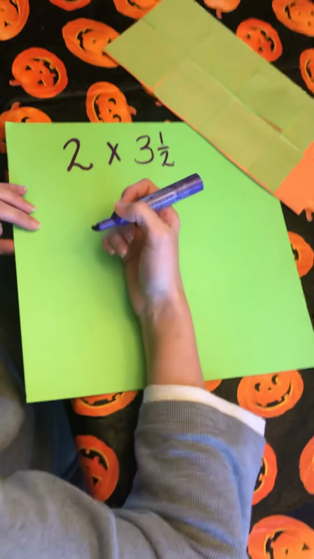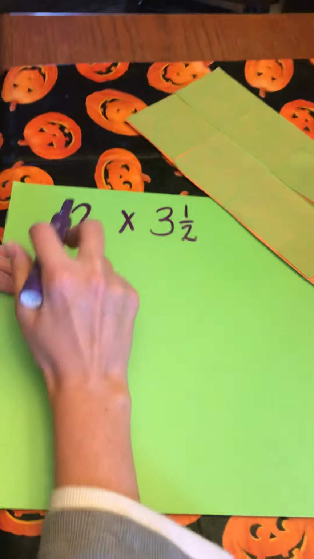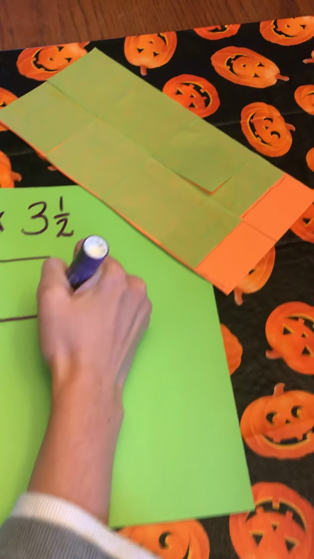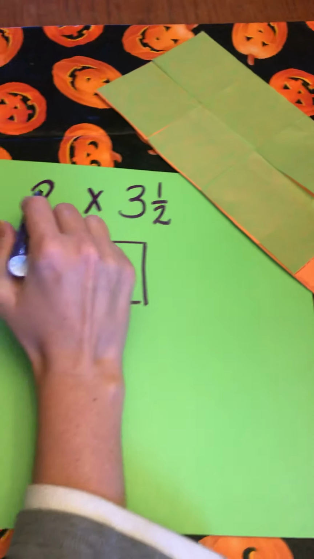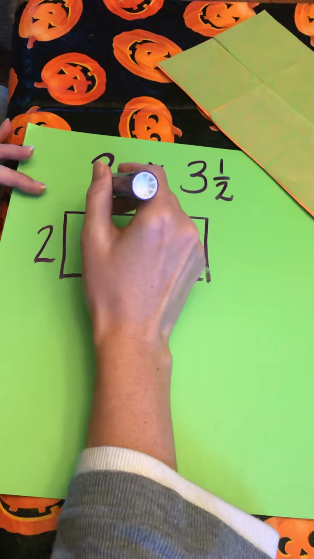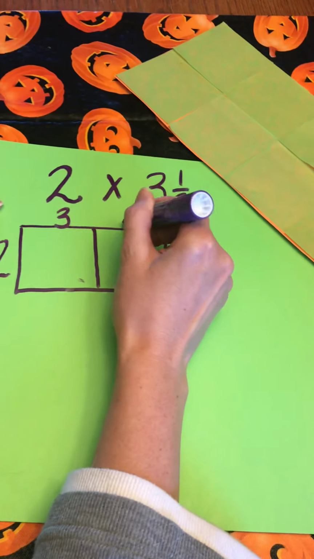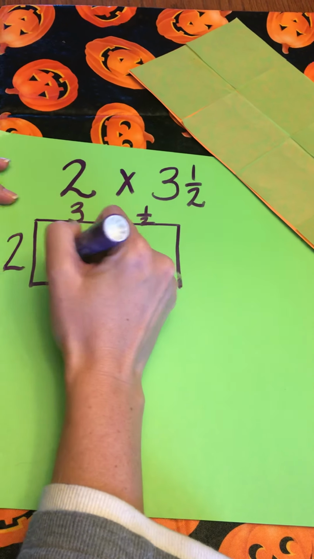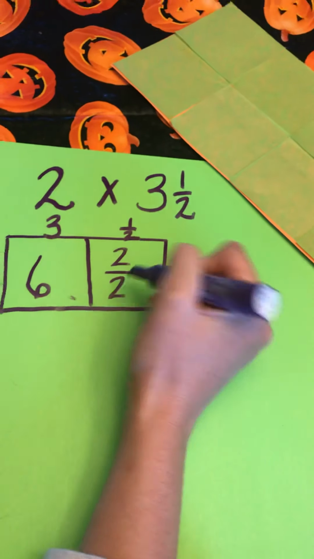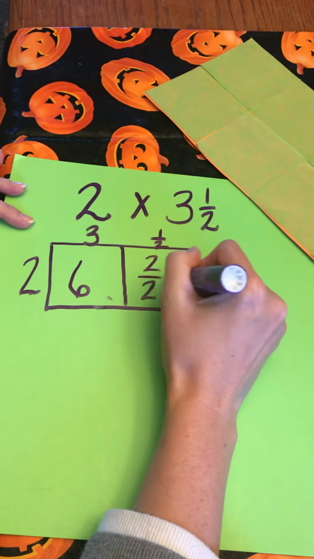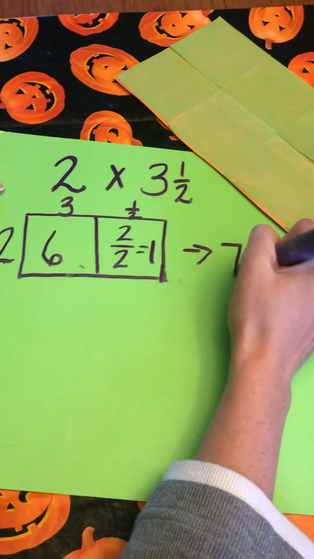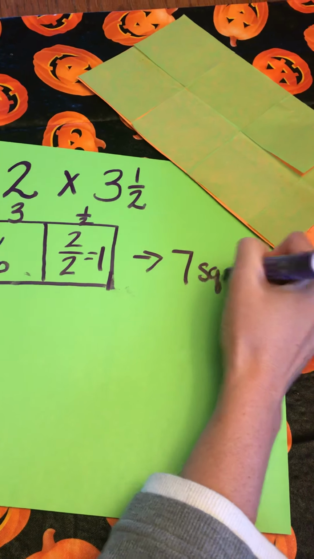So we know there's a couple of ways we could do this. I could start out with an area model because I know I'm going to multiply the 2 times the whole number and times the fraction. So I'm going to break up this mixed number into the whole number and the fraction. So 2 times 3 gives me 6, and then 2 times a half would be 2 over 2, which I know equals 1. So whenever I put these together, my area is going to be 7 square units.